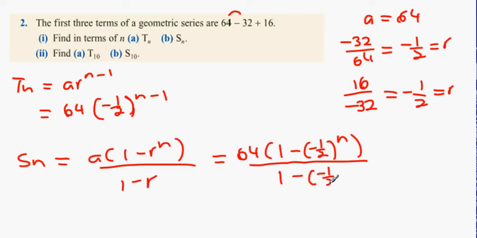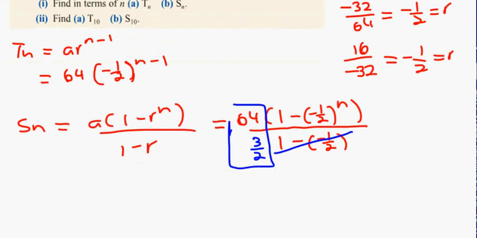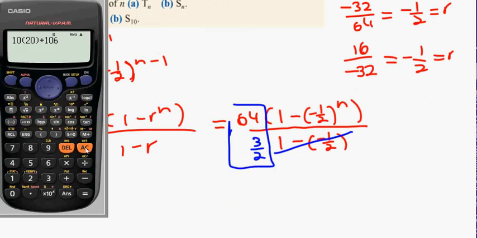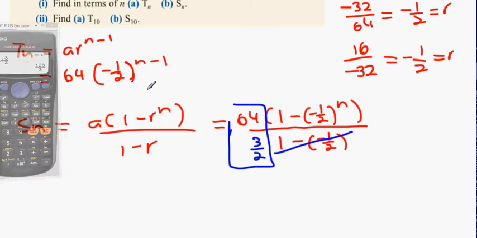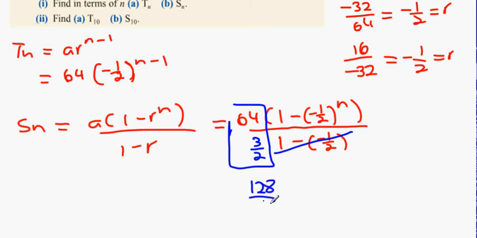Okay? Now 1 minus minus a half is 3 over 2. Okay? And then 64 divided by 3 over 2. Well, we can put that into the calculator. And we get 128 over 3, bracket 1 minus minus a half to the power of n, close bracket. Okay, so that's the answer to that one there. Now we can move on.